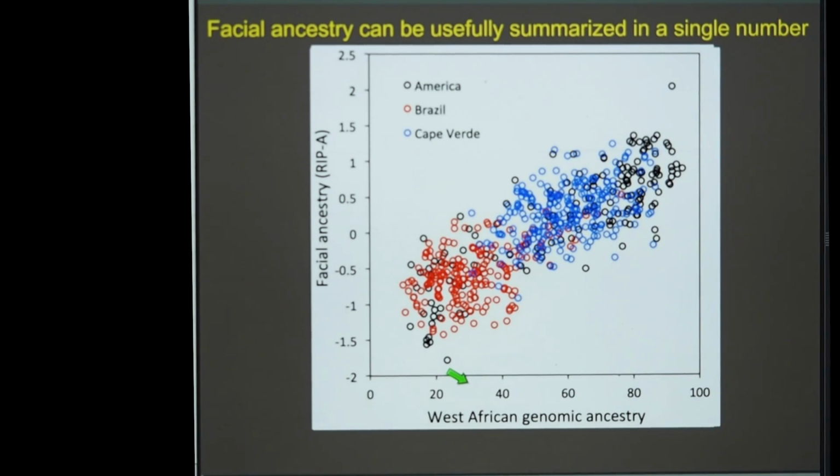So this is that same plot, but I'm showing you here which are the three populations, which are the ancestry groups. So the Brazilians are down here in red, the Cape Verdeans in blue, and the Americans in black, both at the top and the bottom.